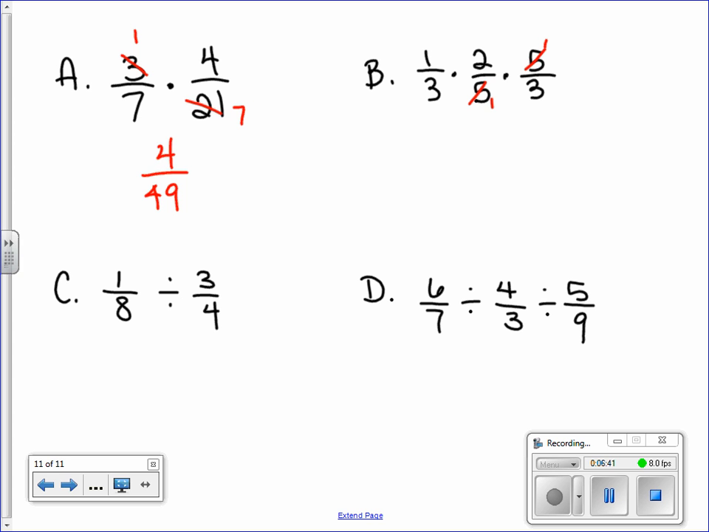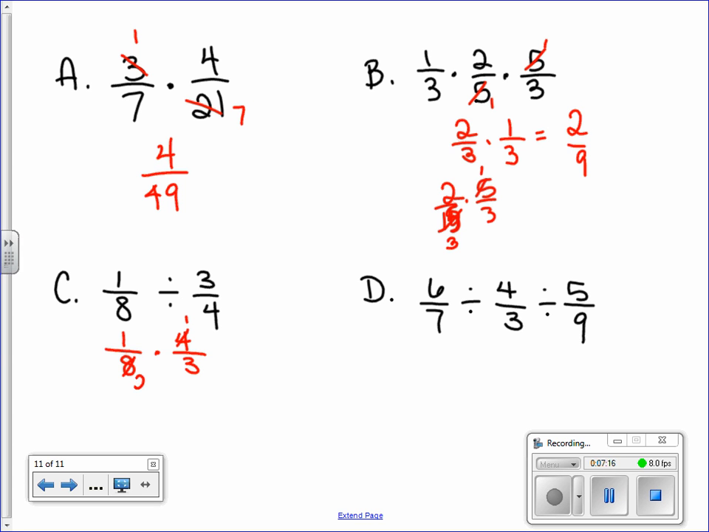So I'm going to have 2 over 3 times 1 over 3, which would be 2 over 9. Otherwise, you'd have like 2 over 10 times 5 over 3, which, not 10, sorry, 15, which that would become a 3, and that would become a 1, and you'd still come up with 2 9s. Alright, on C, 1/8, we can multiply, times 4/3. I'm going to have 1/6.